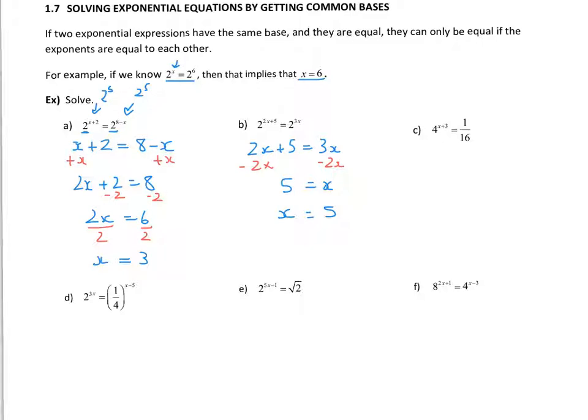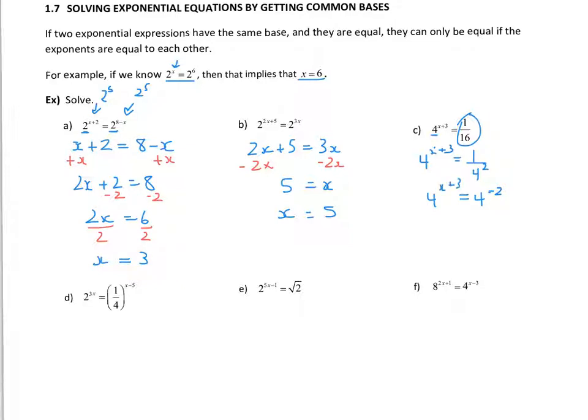Now for part C, I don't have the same base. Here I have a 4, here I have a 1/16. So what I'm going to do is rewrite that so that the base is the same here. Now 16 I know is the same as 4 squared. So that could be written as 1 over 4 squared. And I'm just going to keep that as 4 to the exponent x plus 3. And that 1 over 4 squared could be written as 4 to the negative 2 using the reverse of the negative exponent rule. So now my bases are the same.